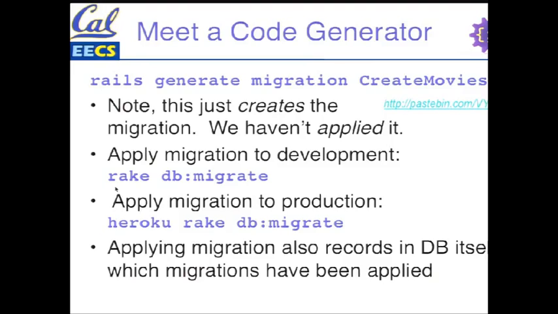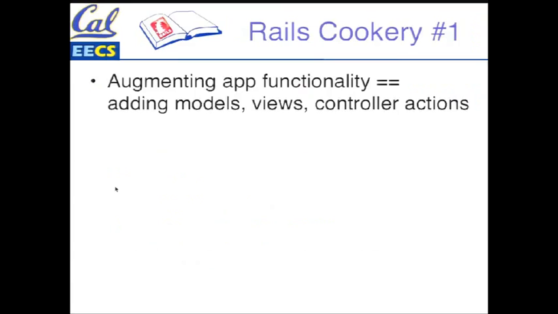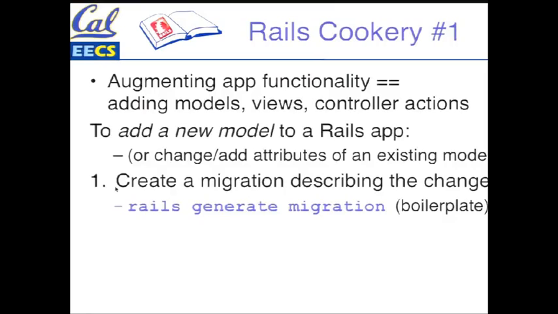So this brings us to our first cookbook method. When you want to augment the functionality of your app, because we're using model-view-controller, it means you've got to add some subset of models, views, or controller actions. So starting with what we've seen so far, how do you add a new model, or change or add some attributes on an existing model? The first thing you do is create a migration describing the changes you want to make. So rails generate migration plus a name will give you some boilerplate, and then you fill in what the changes are. You apply the migration.